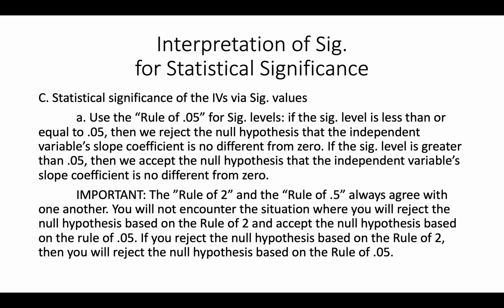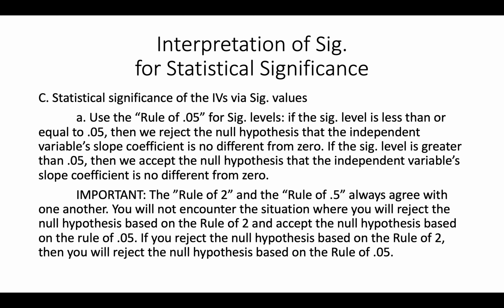We move on to making the correct interpretation of the sig statistic. We need to remember that our decisions, in a sense, run in opposite directions than with the t-statistic. The higher the value for sig, the greater the statistical insignificance. And the lower the value for sig, the greater the statistical significance. We use the rule of 2 for the sig.